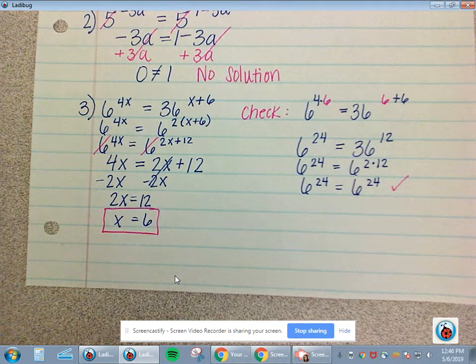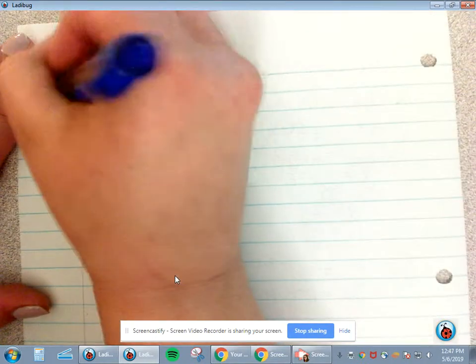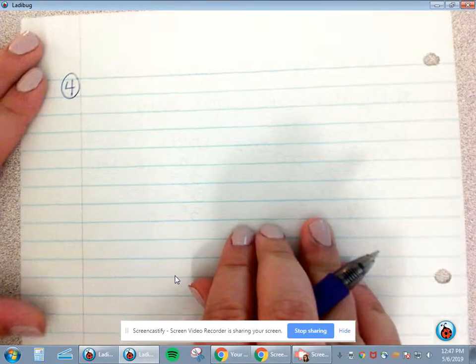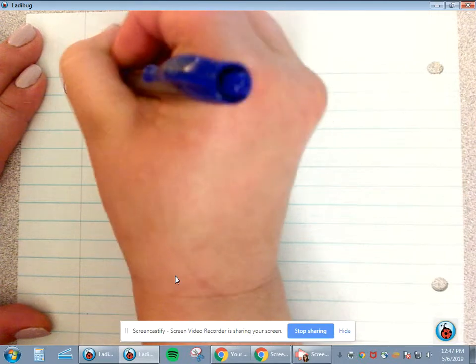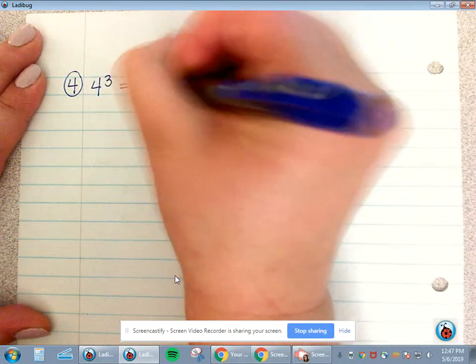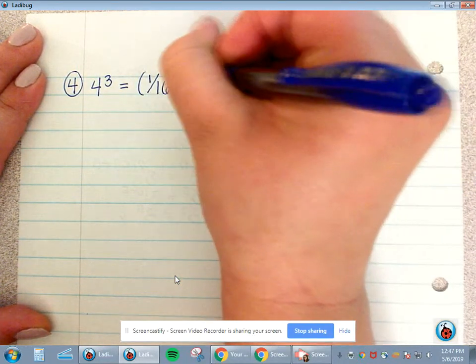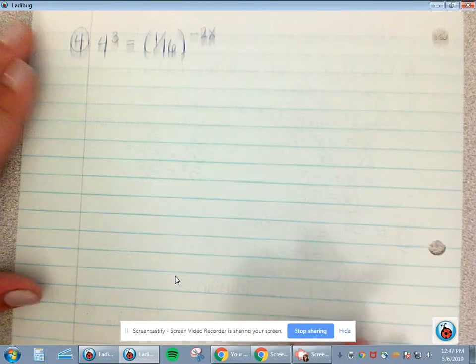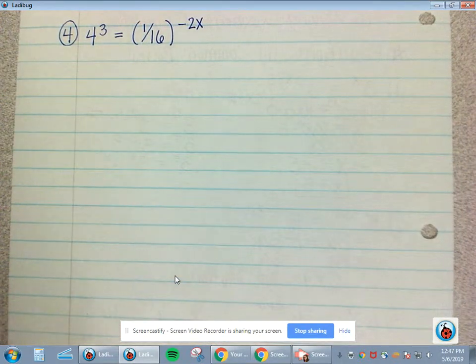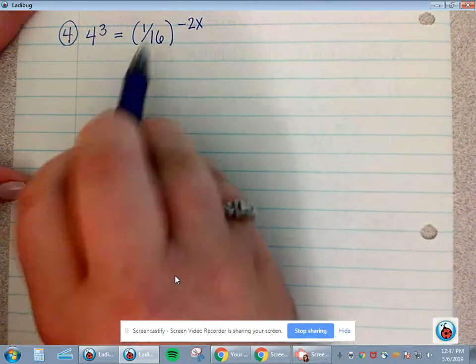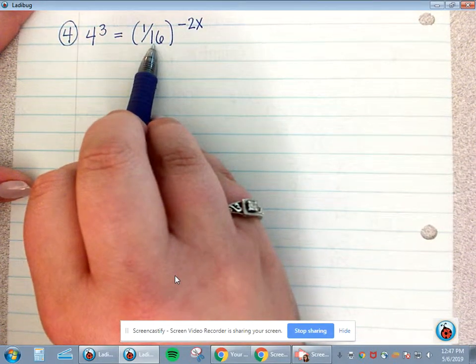All right, let's try one more like this before we move on. How about 4 cubed equals 1 over 16 to the negative 2x. Again, we want to force these to have a common base, and we can rewrite 16 as 4 to the negative second.